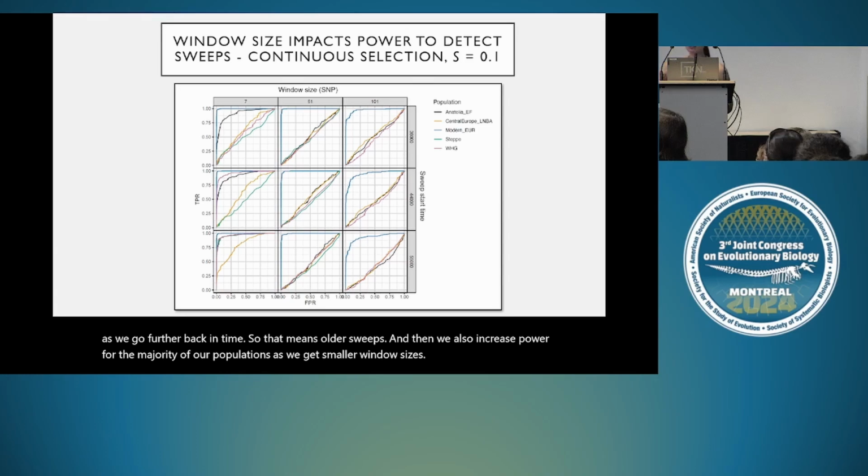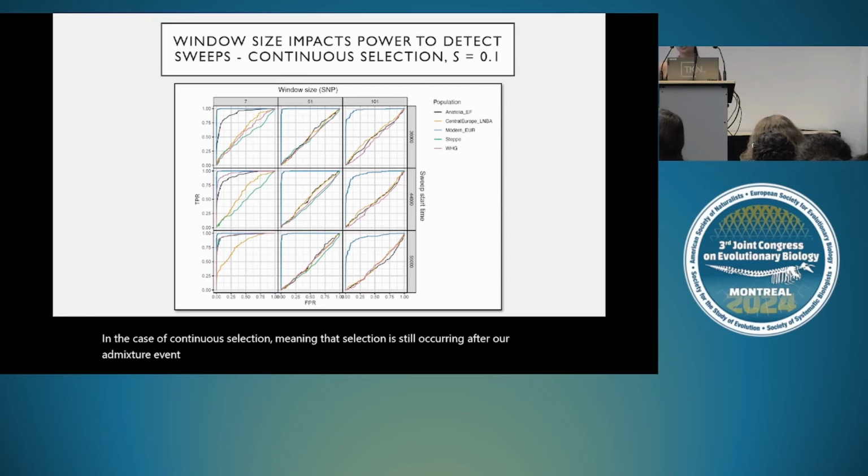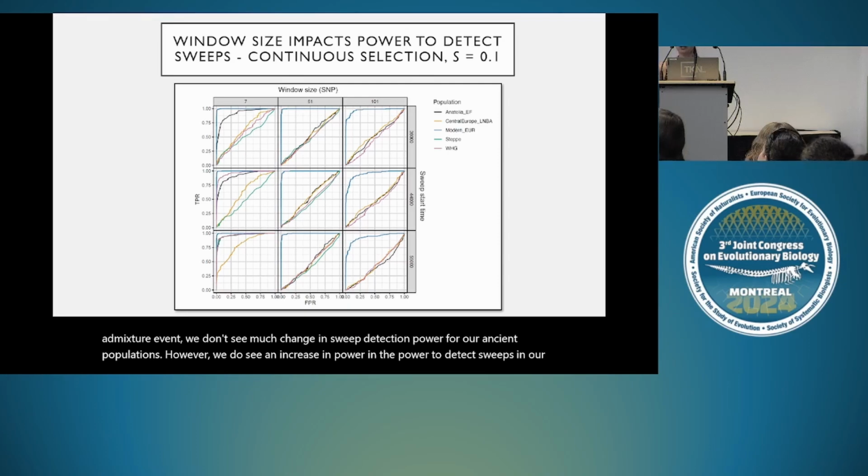In the case of continuous selection, meaning that selection is still occurring after our admixture event, we don't see much change in sweep detection power for our ancient populations. However, we do see an increase in the power to detect sweeps in our modern population. And also, just as a note, for our window size comparison, our missingness filters were the same, 0.3, for both haplotype and loci.